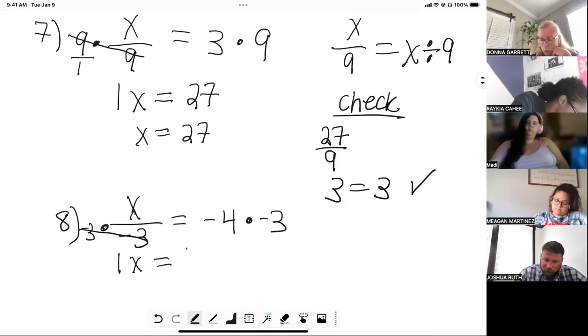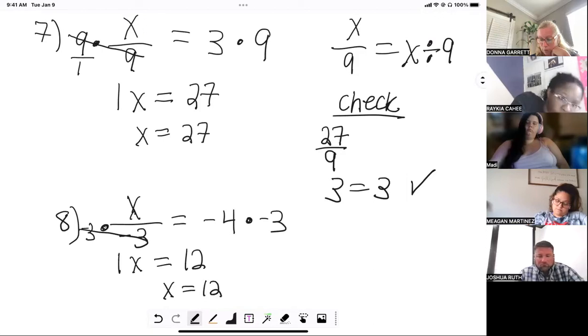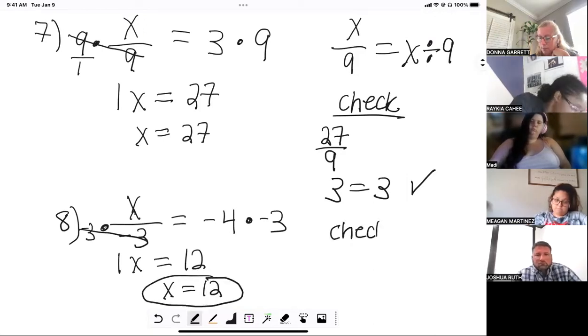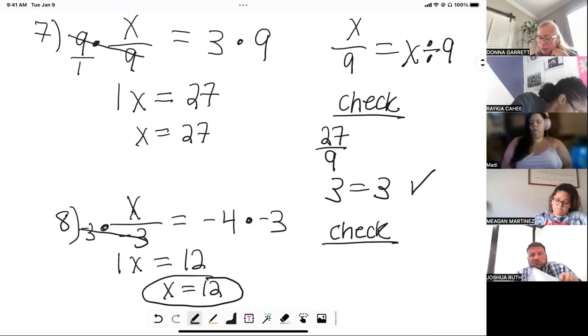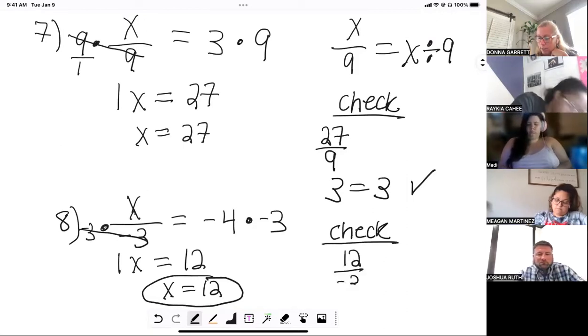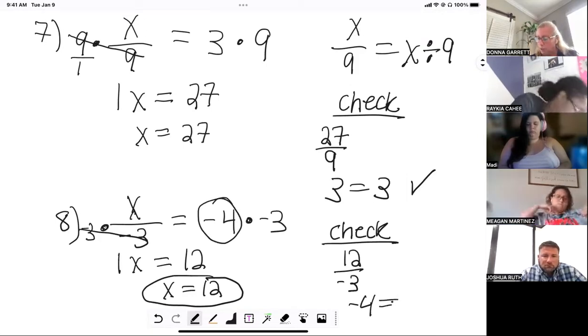-4 times -3 is 12. So X is equal to 12. And then I would check it, make sure I have it right. 12 divided by -3 is -4, and we want it to be -4, so we know the answer is right.